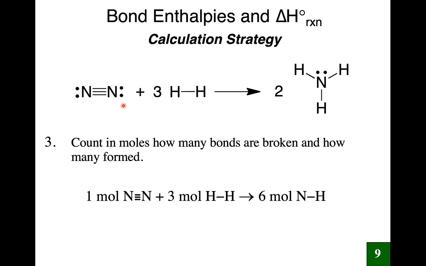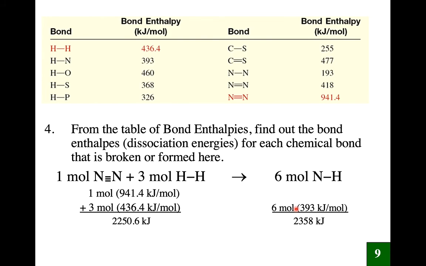So let's take this now and reduce it to what we have here at the bottom. We have 1 mole of N triple bond N, we have 3 moles of H-H bonds, and we have 6 moles of N-H bonds. 1, 2, 3 N-H bonds times 2. 3 times 2 is how I get the 6 N-H bonds. Then we go to a table and make sure we pull out the right data. So this is the N triple bond N, 941.4.